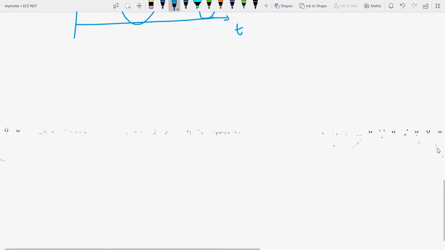Okay. Now you have the negative clamper. Now, let us talk about the negative clamper.